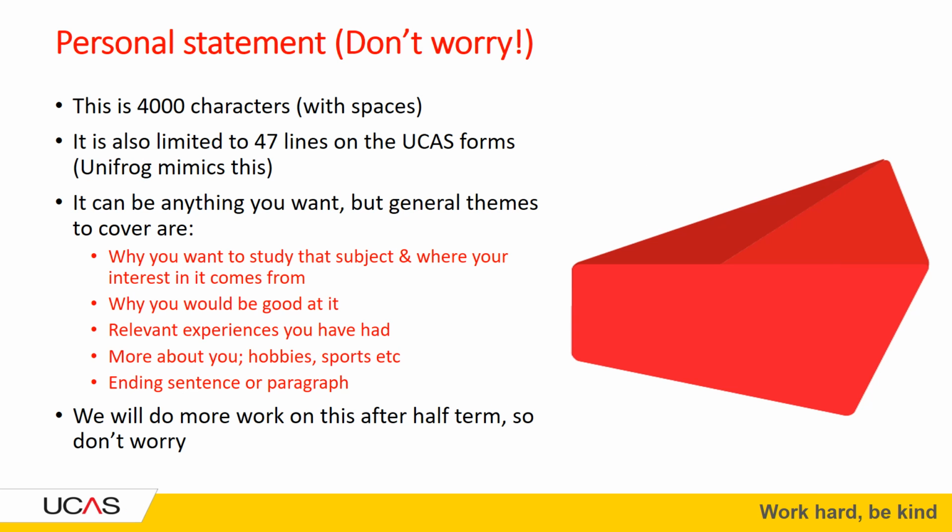The basics of it, okay, and I don't want you to worry about it immediately. It will be a maximum of 4,000 characters with spaces. So when you're on Microsoft Word and you look at word count, there's another bit that says characters with spaces. It's that 4,000 characters. On the UCAS forms, it's also limited to 47 lines. To be fair, if you're within the 4,000 characters, you're normally within the 47 lines as well. Now, Unifrog mimics this. If you type out your personal statement into Unifrog, it will tell you if you're over, and how far over you are.